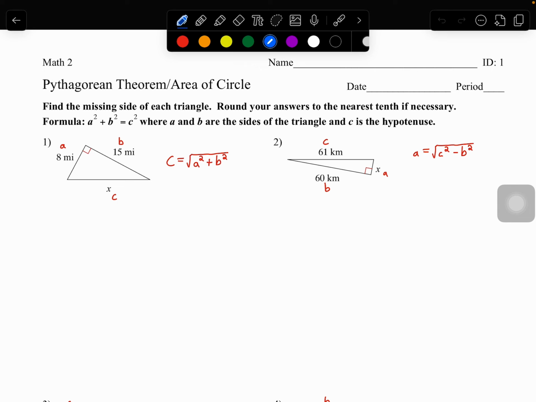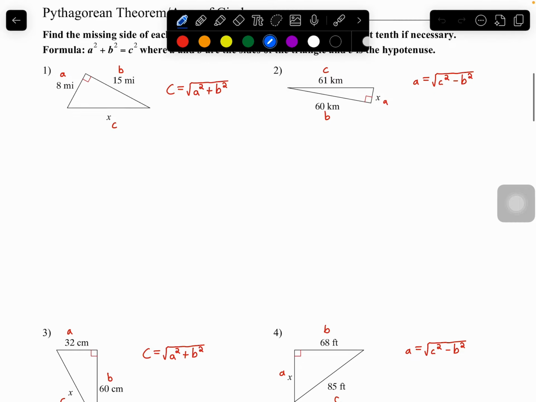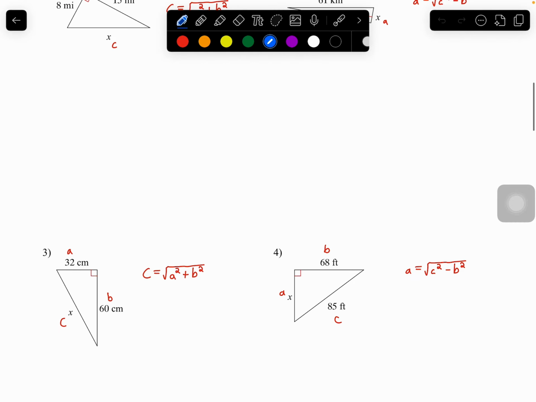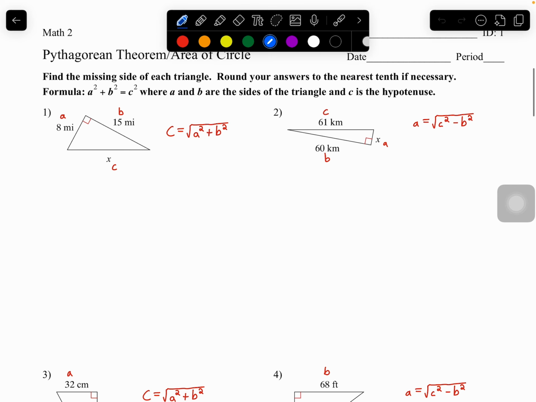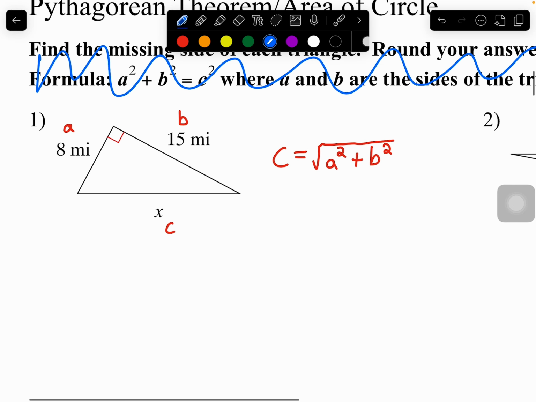This is a quick evaluating worksheet. We're going to use the Pythagorean theorem and the area of a circle to evaluate. I went ahead and already labeled things for you and put the correct equation there that you're going to use to evaluate. So all of this up here doesn't really matter, so you can cross that off. But all you're doing is looking at the triangle.